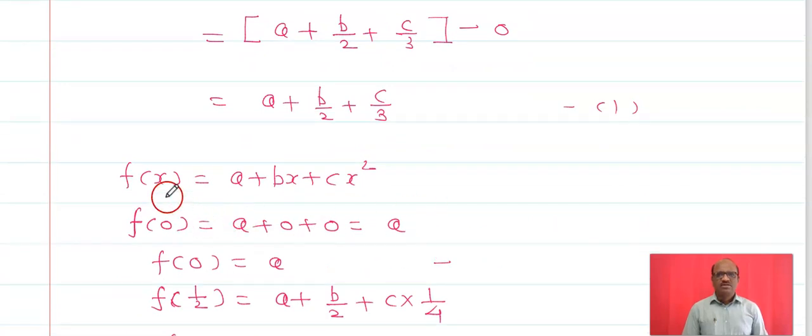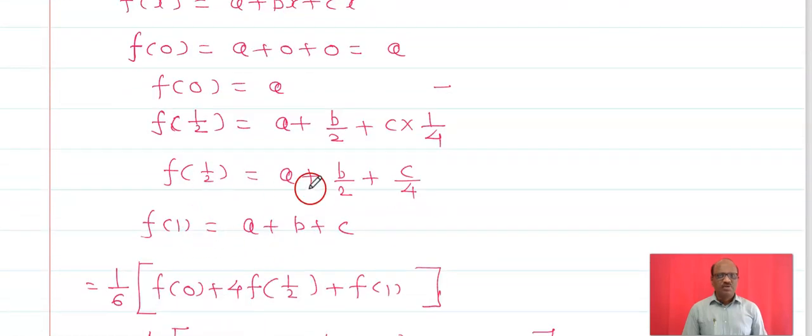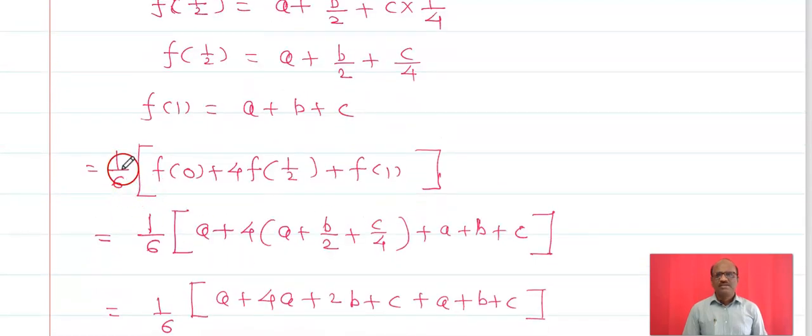What about the second part? We'll find the value of f of 0, that is x is replaced by 0. f of 0 is a. f of 1 upon 2 is a plus b upon 2 plus c into 1 by 4. Therefore f of 1 upon 2 is a plus b upon 2 plus c upon 4. f of 1 is a plus b plus c. Now write 1 by 6 in bracket f of 0 plus 4 times f of 1 upon 2 plus f of 1: f of 0 is a, f of 1 upon 2 is a plus b upon 2 plus c upon 4 in bracket with 4, and f of 1 is a plus b plus c.